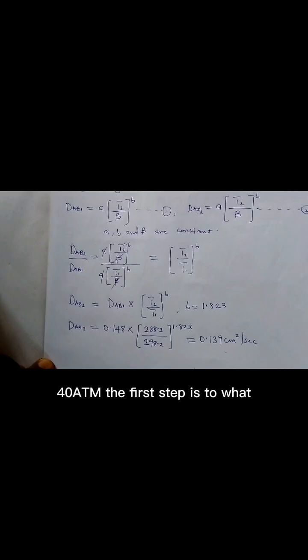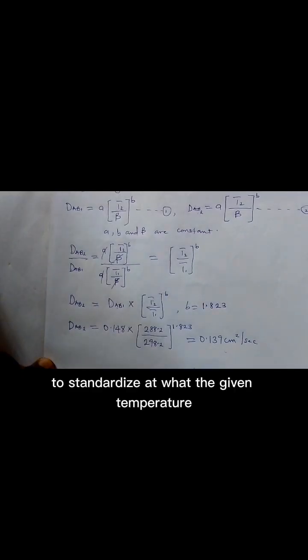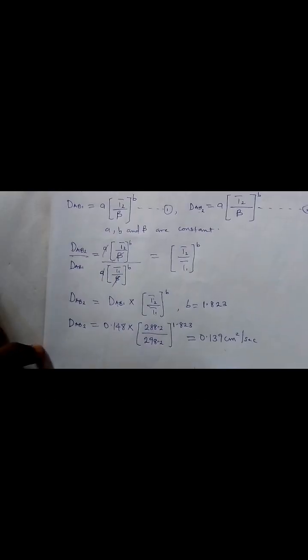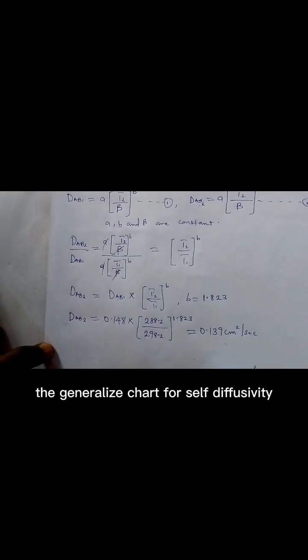The next step is to predict the diffusivity of nitrogen and ethane at 40 atm. The first step was to standardize it at the given temperature. The second step is to standardize it at the given pressure, which will be our final answer. In this, we will make use of the generalized chart for self-diffusivity.